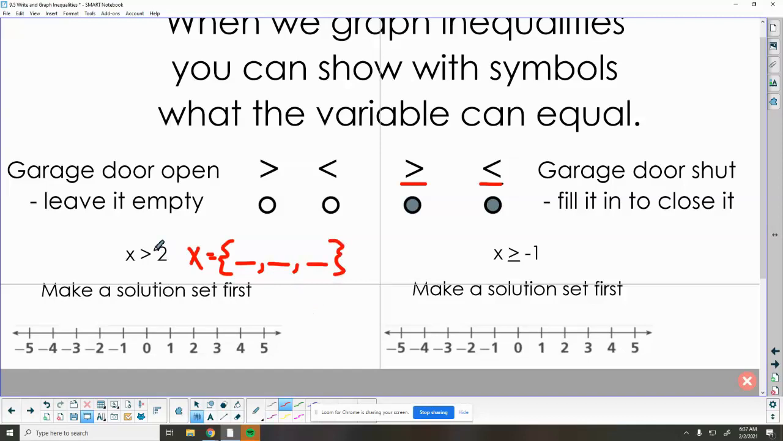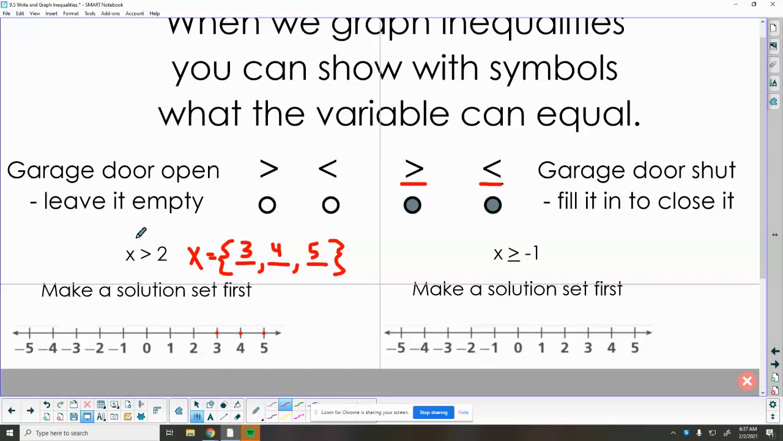My first question is always, can it equal 2? Is 2 greater than 2? No, that's not true. So it cannot equal 2, but it can equal 3. It can equal 4. It can equal 5. I like to just go in a row. Again, keep it simple. So I'm going to find those things and make a little mark on those on my number line.